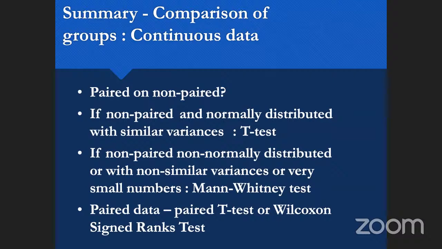So, in summary, paired versus non-paired data can be differentiated by using different analyzing techniques. If it was unpaired and normally distributed data with similar variance, then we should use the t-test. While if it was unpaired and non-normally distributed data, or with non-similar variance or a very small number, then we should use the Mann-Whitney test. While in the case of paired data, a paired t-test or Wilcoxon signed rank test can be used.